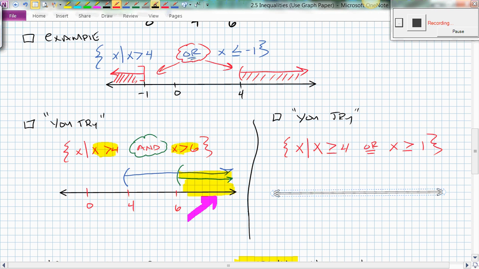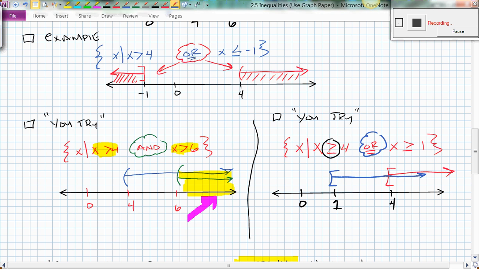Let's go. Here's 0. Okay. Here is 1, and here is 4. So I'm being asked greater than or equal to 4, so I will use a bracket that's facing to the right, greater than or equal to 4, or greater than or equal to 1. So I'll use blue here, and I want greater than or equal to 1. And again, it's greater than. And the statement is saying it's or, so it can be either greater than or equal to 4 or greater than or equal to 1.